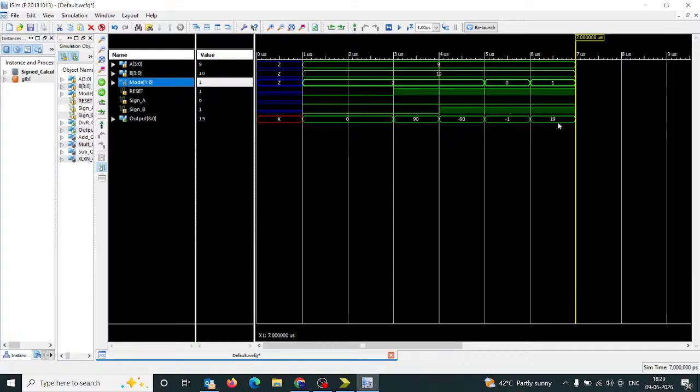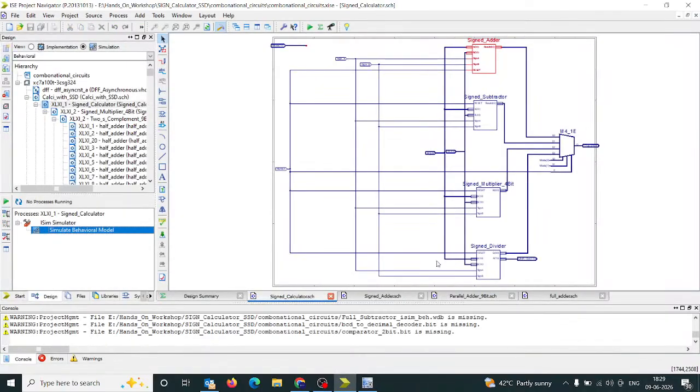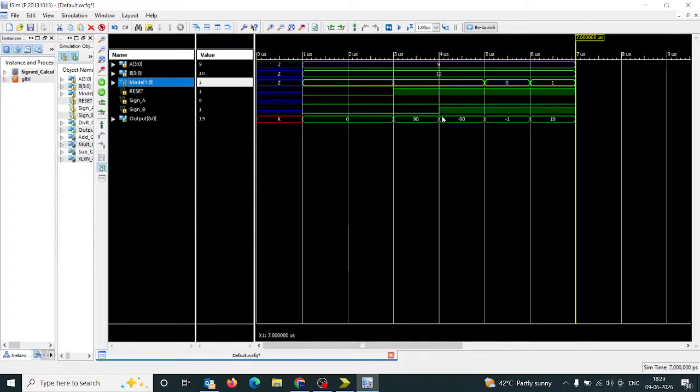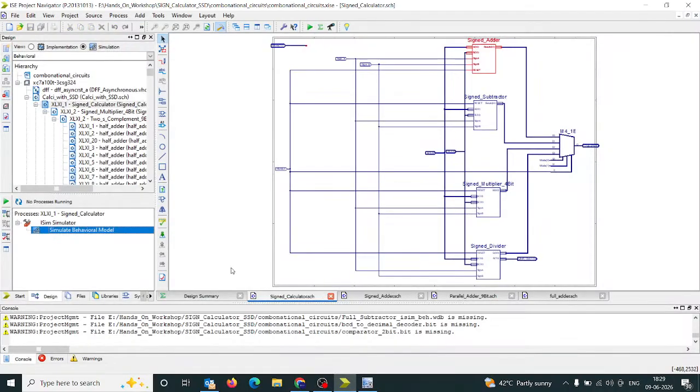Okay, so you can see here that we have basically designed the circuit, and now we have calculated and verified our design.